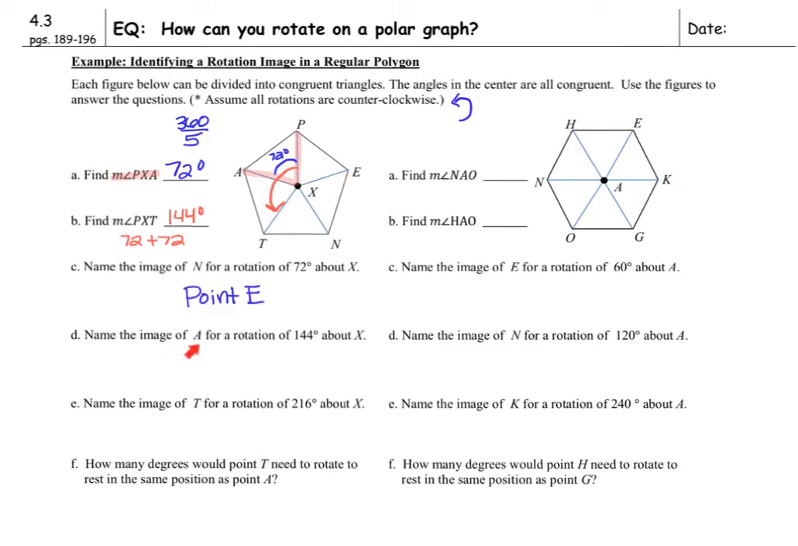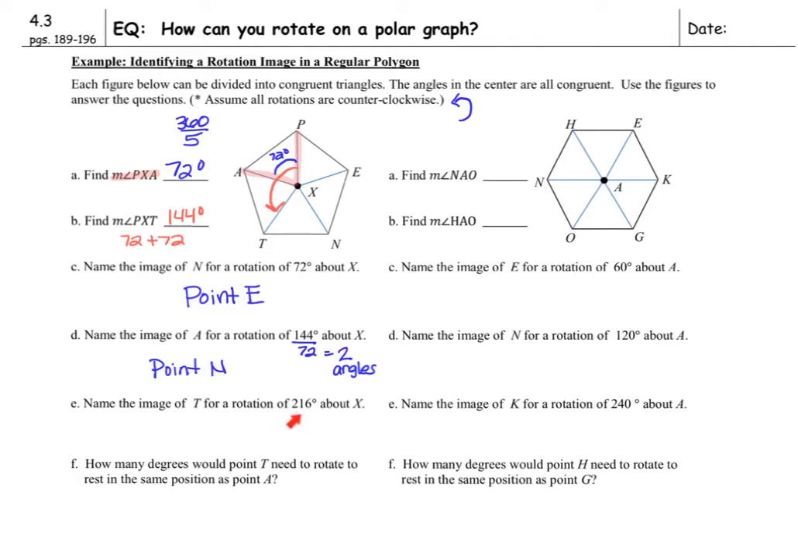Next, we're going to name the image of A for a rotation of 144 degrees about X. So here's A, and I want to go 144 degrees. So if each triangle is 72, I divide 144 degrees by 72, and that is 2 angles, which means I'm going to go 2 rotations counterclockwise. So if I'm starting at A and I rotate it counterclockwise 144 degrees, which is 2 angles, I will end up at point N.